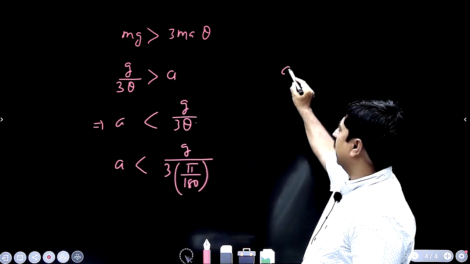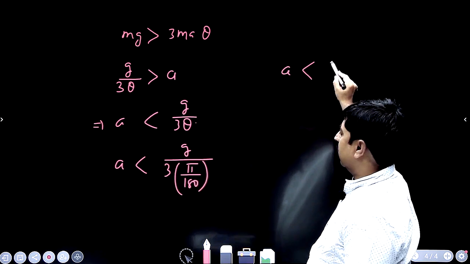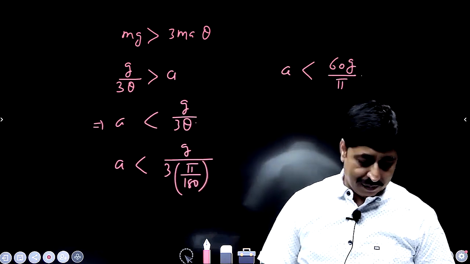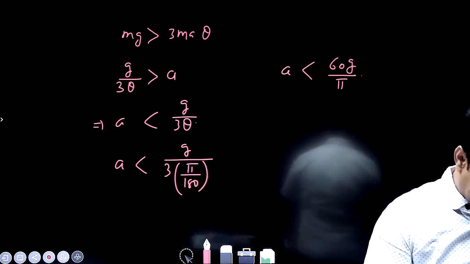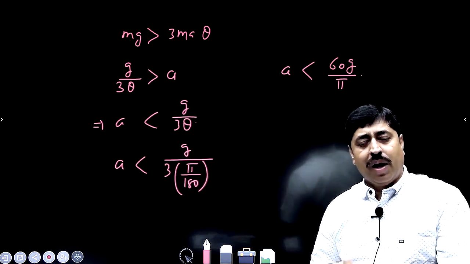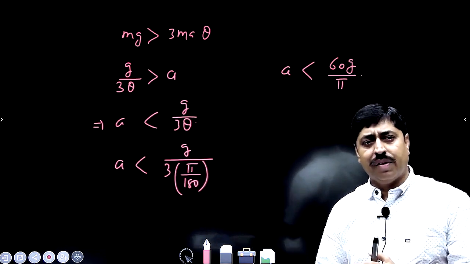So acceleration is less than 60 g by pi. Please check for any correction, etc. I think I have done it correctly. So acceleration of that hemisphere should be less than 60 g by pi.